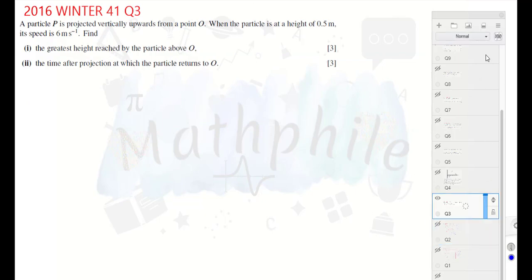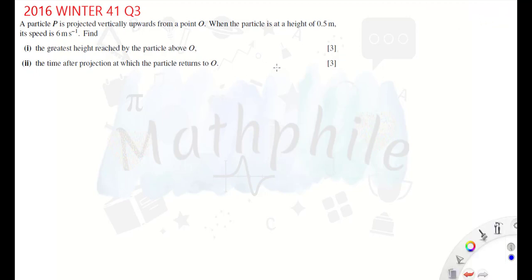2016 again. The 2016 questions are very easy because the first 3 questions I rated as easy are all 2016. So 2016 winter 4-1, that is question paper 4. Paper 4 is mechanics and 1 is the variant. It depends on the country writing that paper. So we've got variant 1, variant 2, and variant 3 for mechanics.